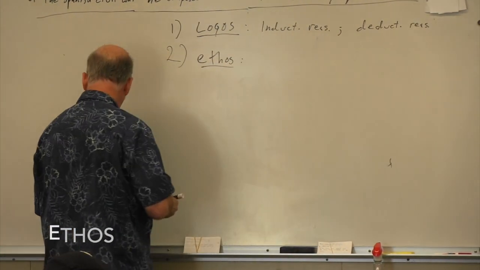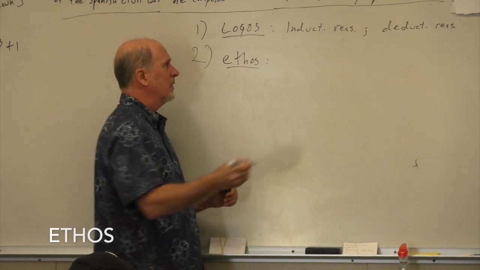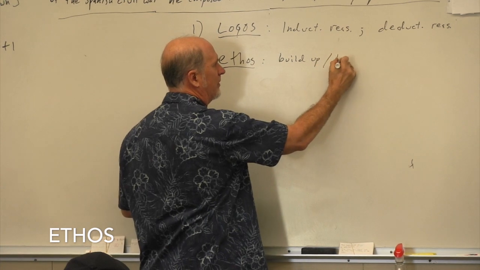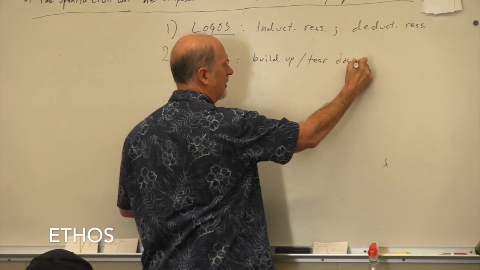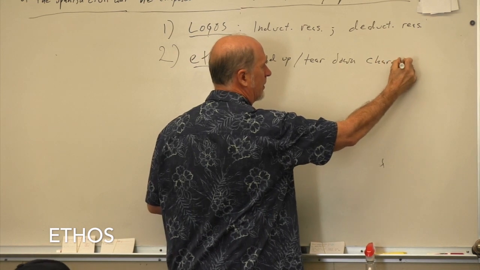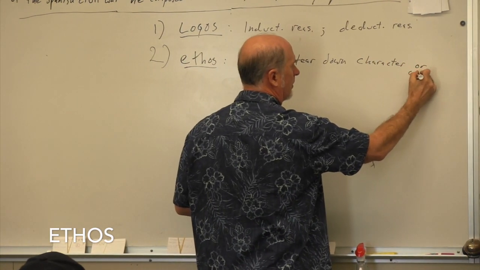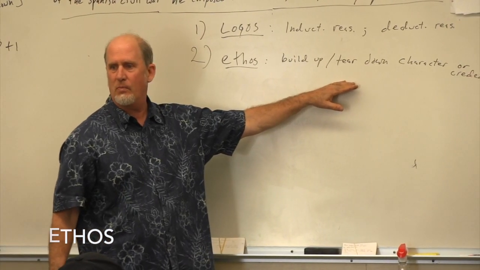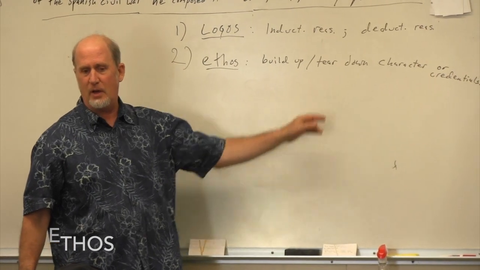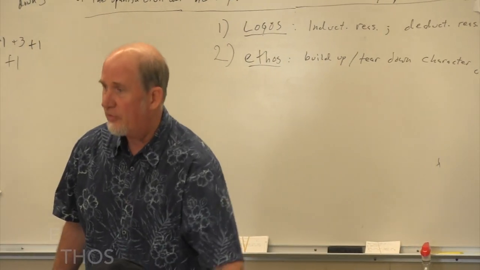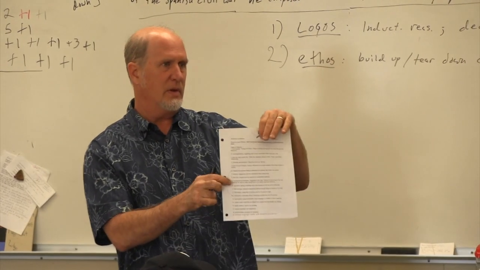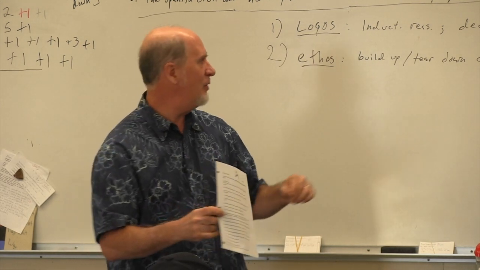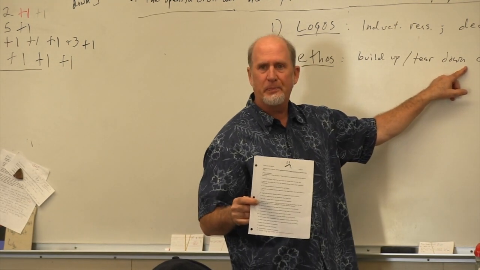Now, ethos works a couple ways. It is to build up or tear down one's character or credentials, or to tear down your opponent. Politicians will use this a lot. On that sheet I gave you of the fallacies, I think it's number 9, is an ad hominem attack, where you attack the person's character. That would be tearing down his ethos.